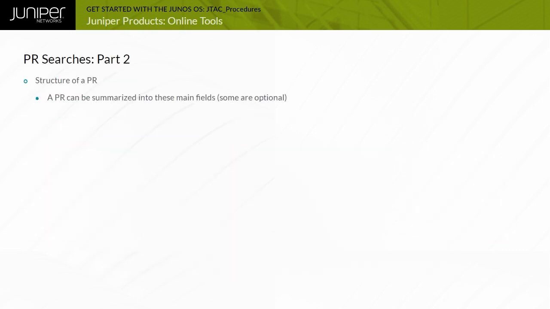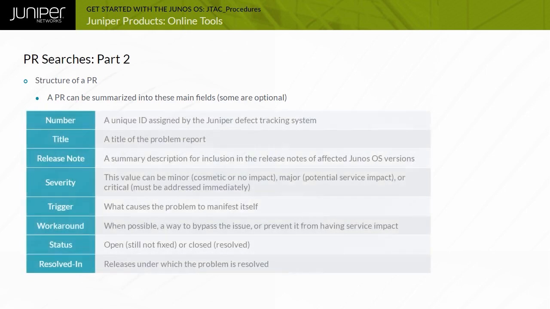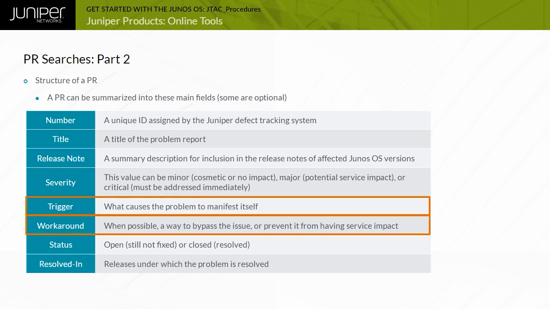The structure of a PR includes main fields, such as number, title, release note, severity, trigger, workaround, status, and resolved in. Among the fields that compose a PR, of particular interest are trigger and workaround. Together, they can help you decide the best way to minimize the impact of a software issue until the network can be upgraded to a release that is not affected.